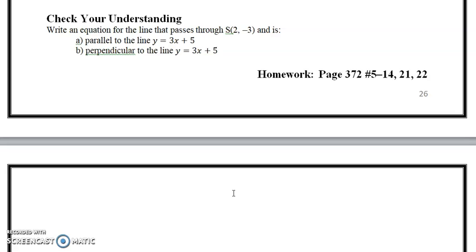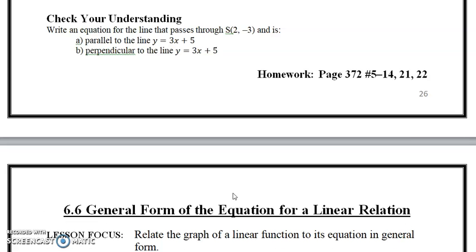In the next video, what we'll do is we'll go to 6.6, and we'll look at the general form of an equation for a linear relation.